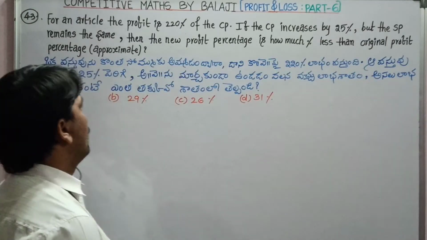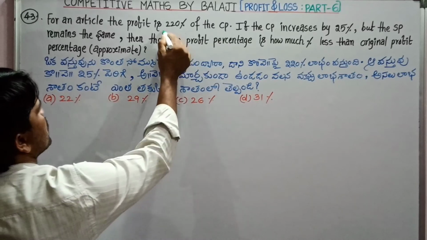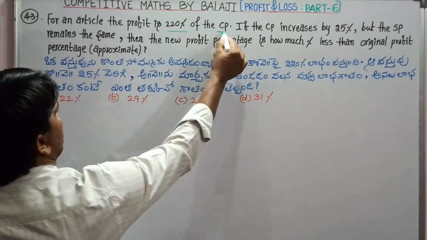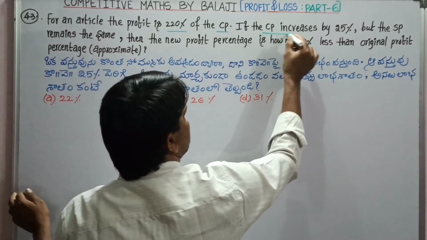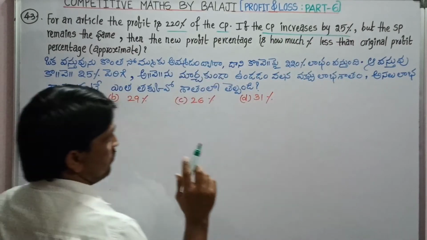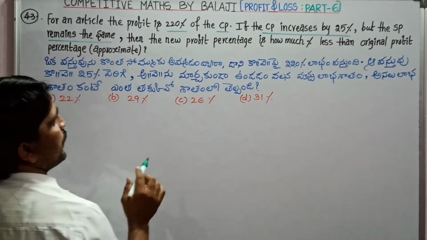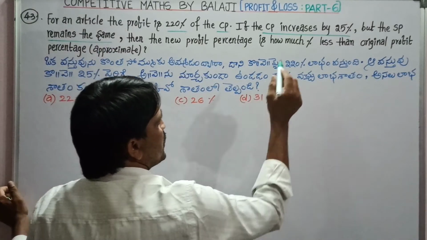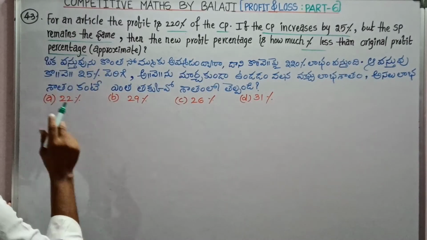Okay. Next question, 43. For an article, the profit is 20% of the CP. Yes, profit is given on CP. If CP increases by 25% but the SP remains the same, then the new profit percentage is how much percent less than the original profit percentage? Approximate.